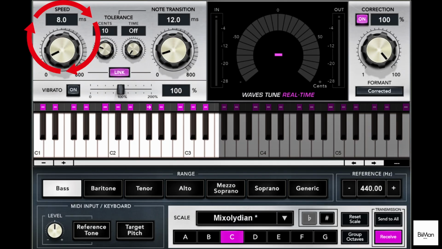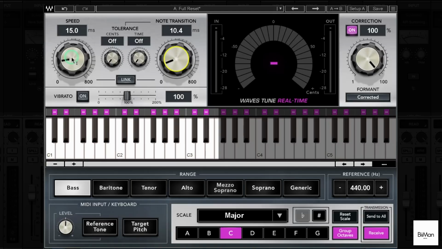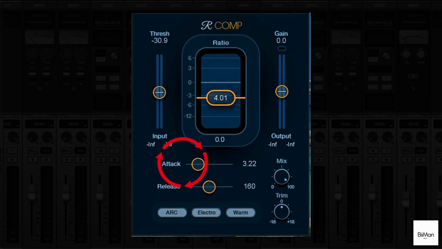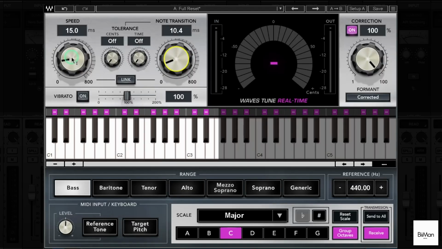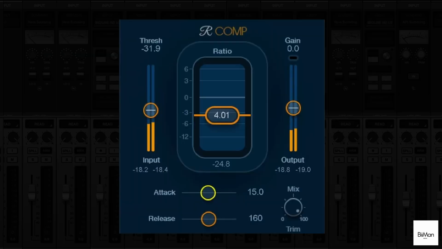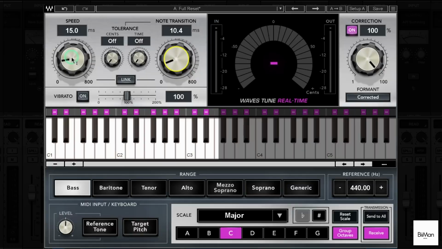After the note transition, I always head straight to the speed control, and we are still going to use the analogy of a compressor. Guys, think of the speed control in the Waves Tune Real-Time as the attack on a compressor. Yes, the speed control on your Waves Tune Real-Time is equivalent to the attack on your compressor. The same way your attack determines how fast your compressor engages with the vocal is the same way the speed control on the Waves Tune Real-Time defines the correction speed on your vocals in milliseconds.